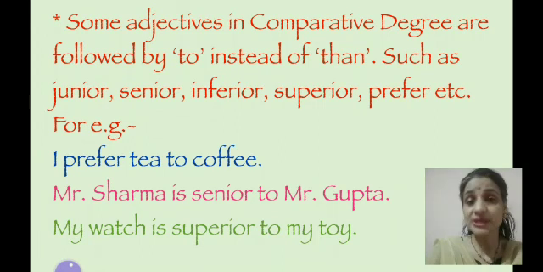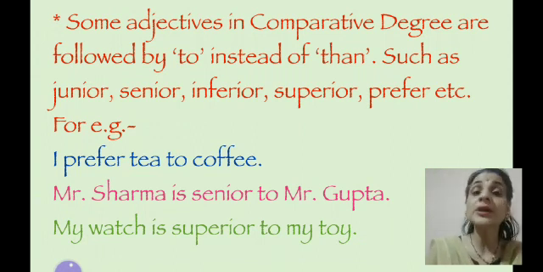Next thing, some adjectives in comparative degree are followed by to. Means in some of the adjectives in comparative degree, after that we don't use than. We have to use to. For example, if you are using words junior, senior, inferior, superior, prefer. Children, please learn these words. After these adjectives, you have to use to instead of using than. For example, I prefer tea to coffee.